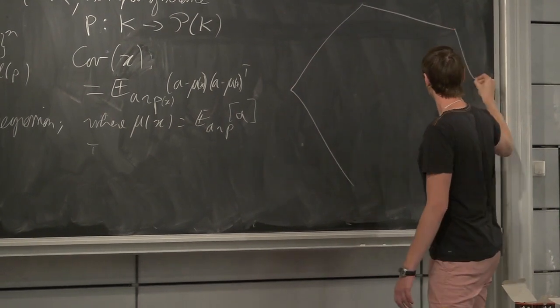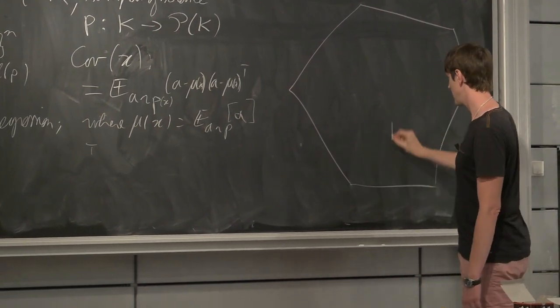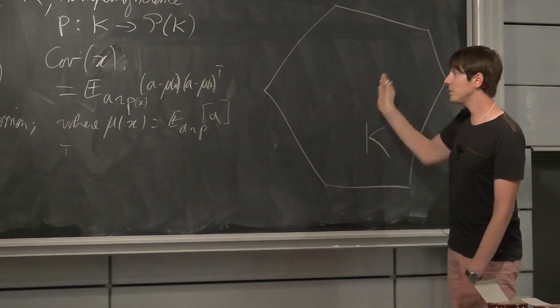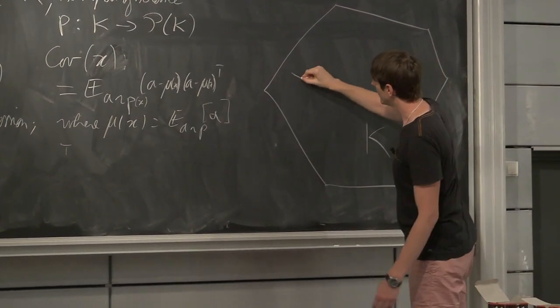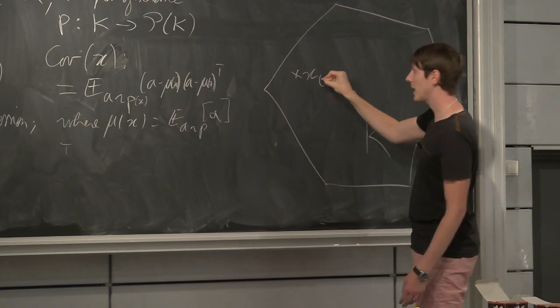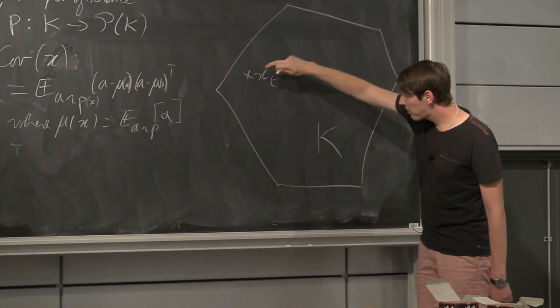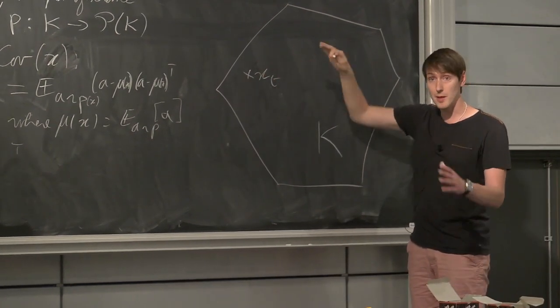So here, this is my convex body K. I'm going to run mirror descent. I get to this point. This is my xt right now. I'm not going to play xt. This would be a deterministic move.